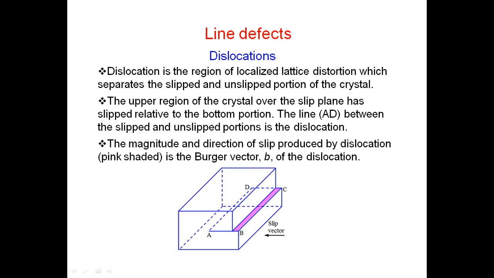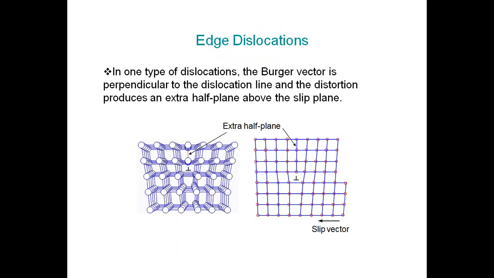The magnitude and direction of the slip produced by the dislocation is the Burgers vector b of the dislocation. So here AD is the line that separates the slipped and unslipped portions in the dislocation. Normally we find the dislocation with the help of the Burgers vector, which gives you the magnitude and direction of the slip. In linear defects, we have edge dislocation and screw dislocation. First we will see what an edge dislocation is.